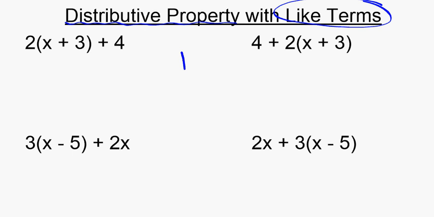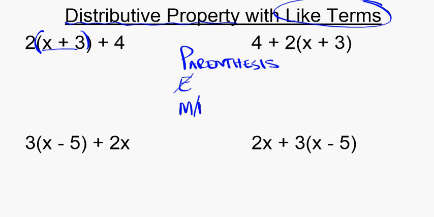Your first operation in the order of operations is parentheses. Now, in this problem, we do have parentheses, but the x and 3 are not like terms, so we cannot combine them. After parentheses, you use exponents, which we do not have, so we're going to skip it. But then you move on to multiplication and division.